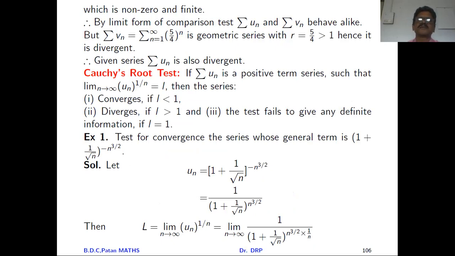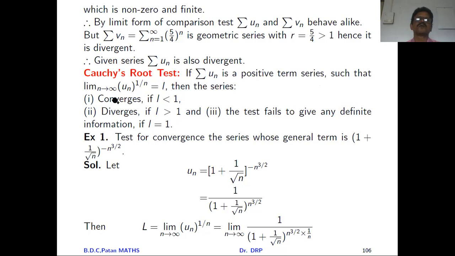Now, friends, you will understand how to solve the examples which are based on the comparison test. Now I will proceed towards the next test, that is Cauchy's root test, to check the convergence of an infinite series of real numbers. So what is that test? If summation un is a positive term series such that limit n tends to infinity of un raised to 1 upon n is L, then the series converges if L is less than 1, it diverges if L is greater than 1, and the test fails to give any definite information if the limit of un raised to 1 upon n is equal to 1.